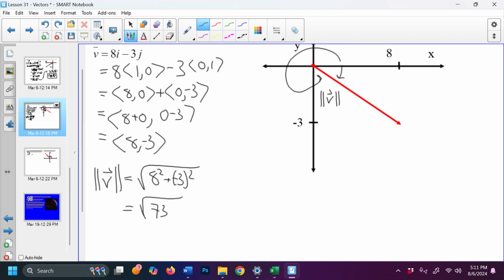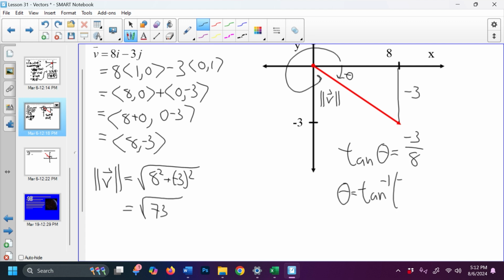And then this angle measure theta, well, if I think about it, if this is 8 and this is negative 3, then I have a right triangle where this side is negative 3 and that side is 8. So the opposite side is negative 3. The adjacent side is 8. I can use the simple SOHCAHTOA and say that the tangent of theta is equal to the opposite, negative 3, over the adjacent side, 8. And then say theta is equal to the arctangent of negative 3 over 8.